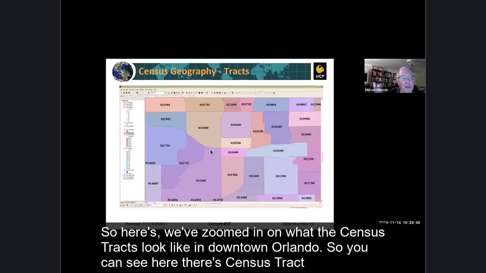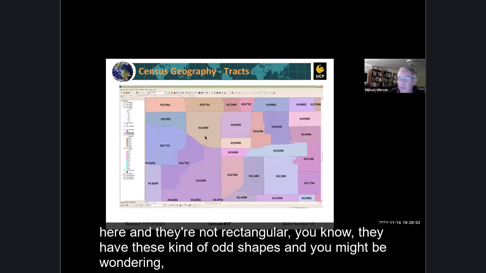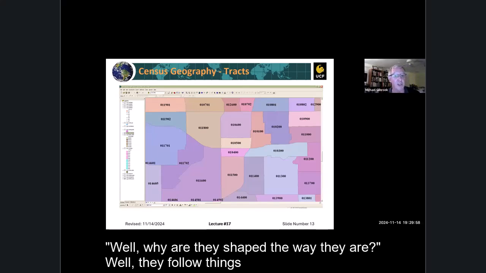So we've zoomed in on what the census tracts look like in downtown Orlando. So you can see here, there's census tract number 105 that we were talking about, and it's surrounded by 106 and some others. And you can see the boundaries here, and they're not rectangular. They have these kind of odd shapes, and you might be wondering, well, why are they shaped the way they are?